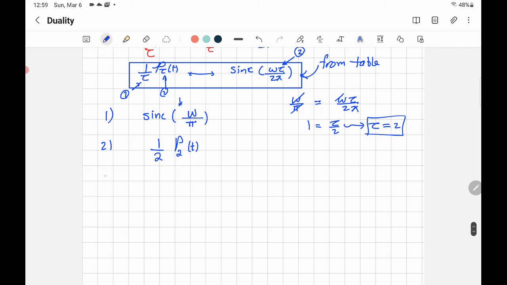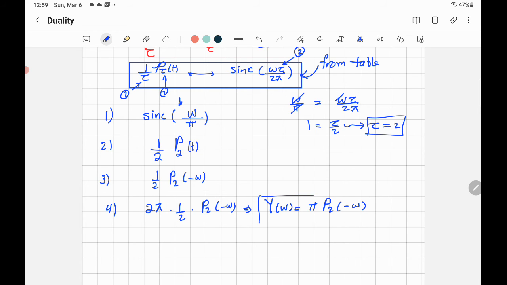So next, replace t by negative omega. The last step, multiply by 2 pi. That will give you Y of omega. 2 cancels 2, so it's equal to pi times the rectangular pulse of negative omega.